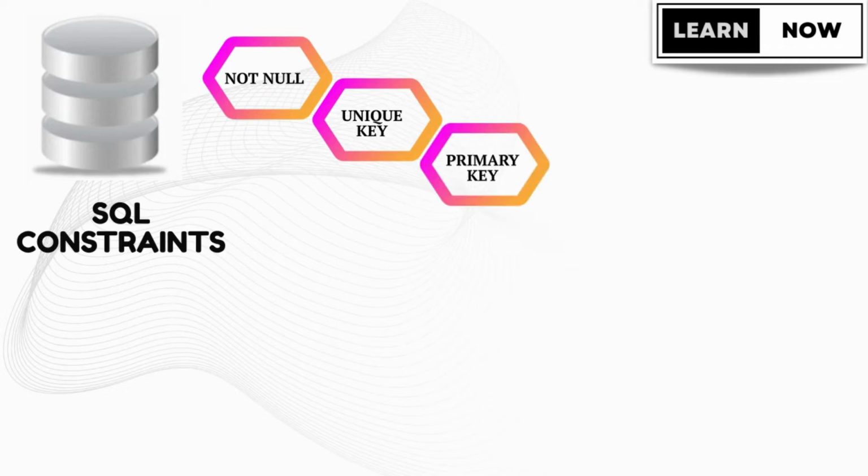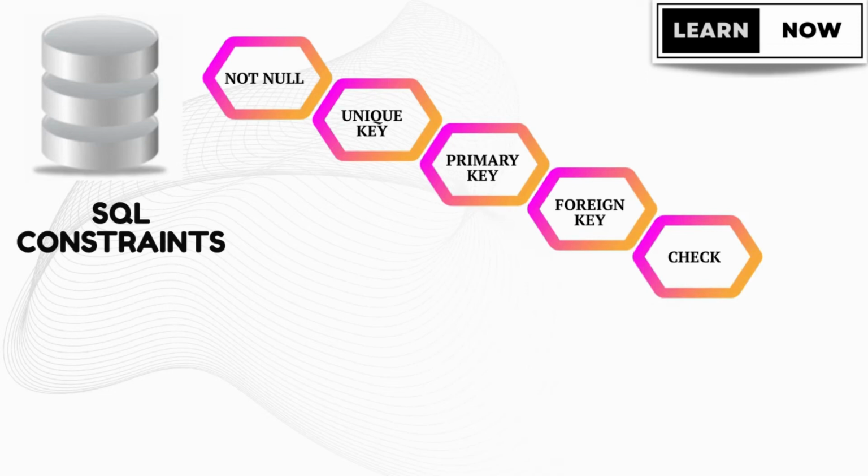Primary key. This constraint ensures that a column or a combination of columns is unique and not null. It's often used to identify a unique record in a table. Foreign key. This constraint ensures that the values in a column or a combination of columns match the values in another table's primary key. This is how we establish relationships between tables.